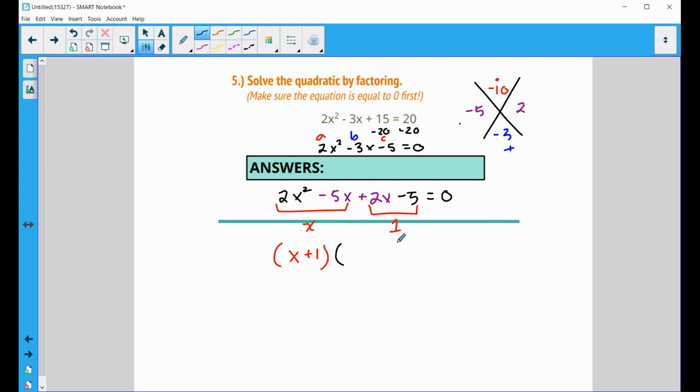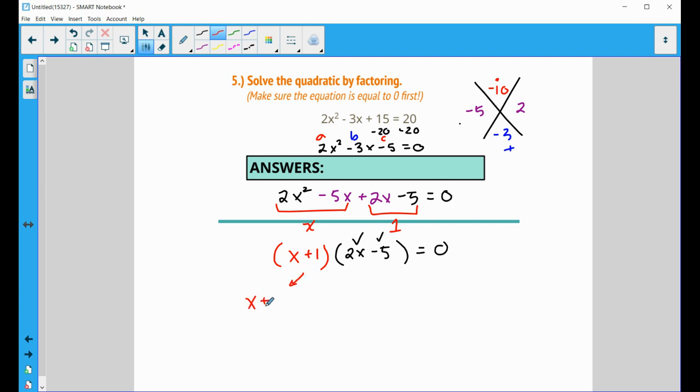My second binomial, my second factor, is what I get when I divide by the GCF. So 2x squared divided by x is 2x. Negative 5x divided by x is negative 5. And then I check my second group to make sure that works. 2x divided by 1 is 2x. Negative 5 divided by 1 is negative 5. So I know this is the correct factorization.